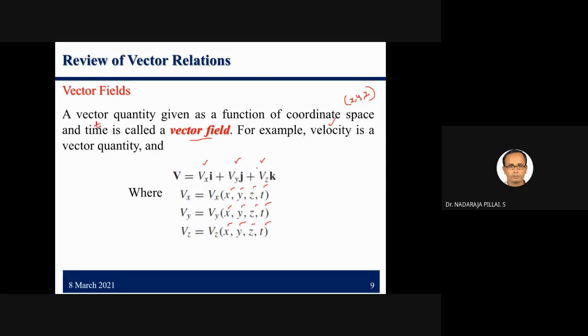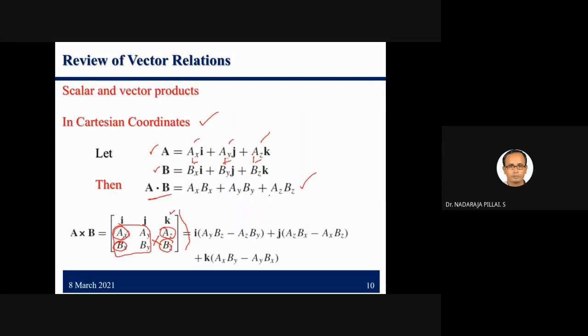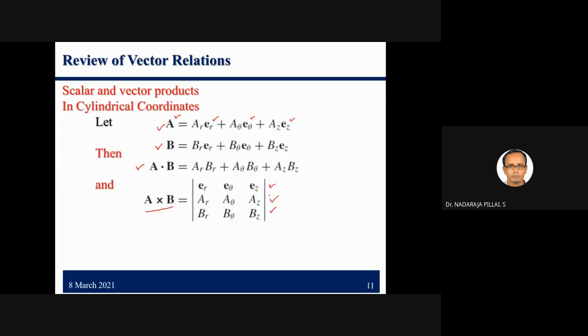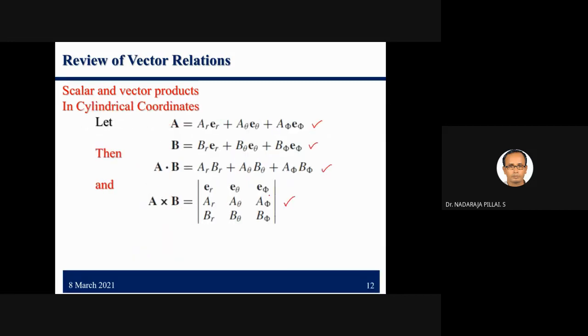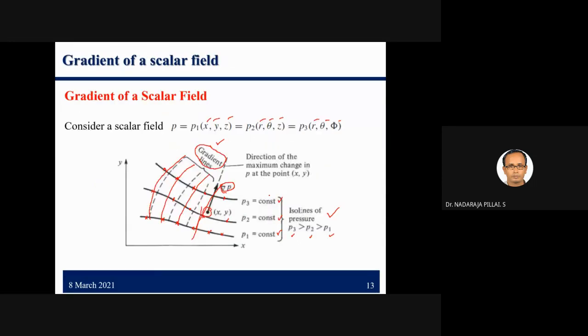Then the vector field can be defined in this way: V is equal to Vx i plus Vy j plus Vz k, and Vx is in terms of space and time, right? Similarly, Vy and Vz. Then we have discussed the scalar and vector products, right? And again, we have discussed them in the Cartesian coordinate system, the cylindrical coordinate system, and the spherical coordinate system.